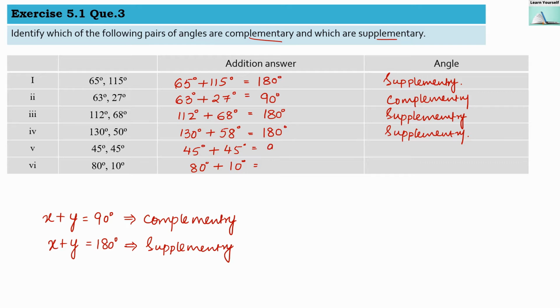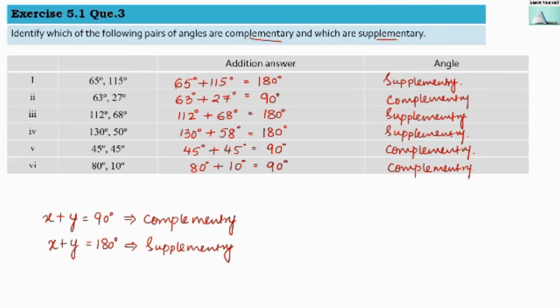45 degrees plus 45 degrees will give us 90 degrees. So that's why they are complementary to each other. 80 degrees plus 10 degrees gives us 90 degrees. So they are also complementary angles.